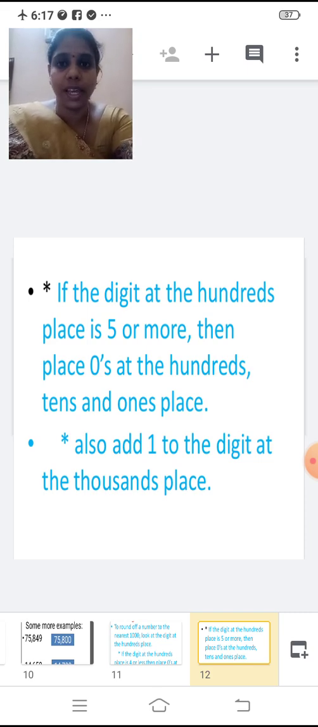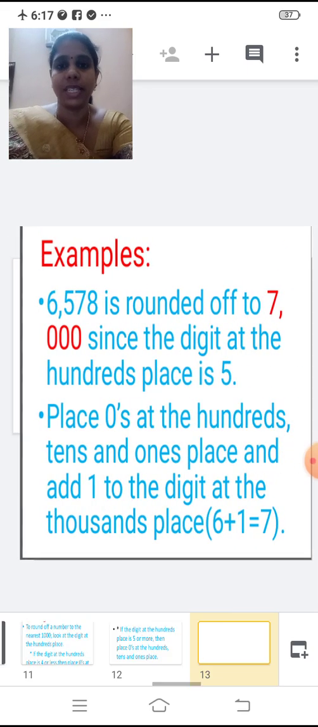See the digit at the hundreds place. If it is 5 or more than 5, what you have to do? Place zeros at the hundreds, tens and ones place, and also add 1 to the digit at the thousands place. We'll see some examples now.